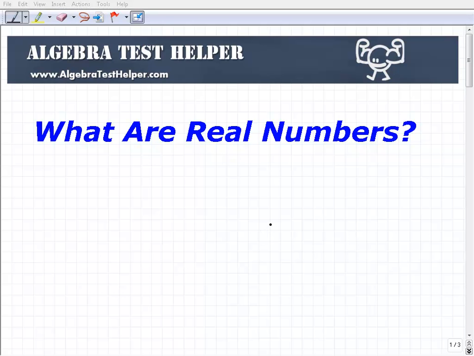Okay, so let's answer this question. What are real numbers? Now, I could sit here and give you a really specific mathematical definition. And you know what? That's probably not going to help you out, because if you're looking for the answer to this question, you probably don't understand your book or maybe what your teacher's saying. So let me try to give you a common sense way of understanding what real numbers are, and then I'll try to bring in the mathematical technical definition.